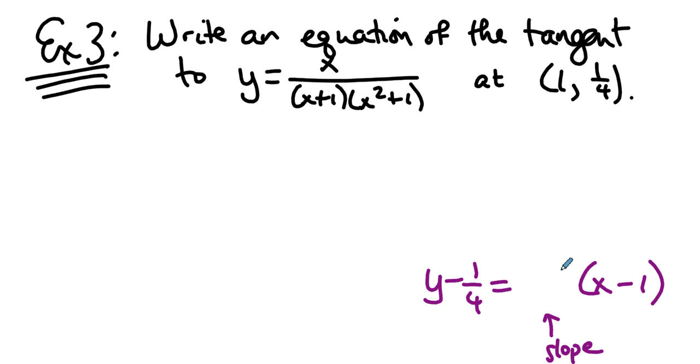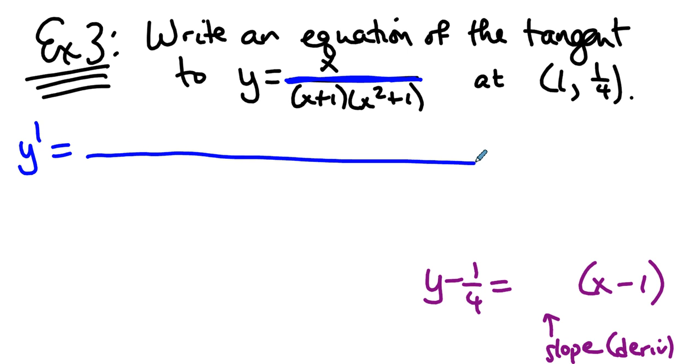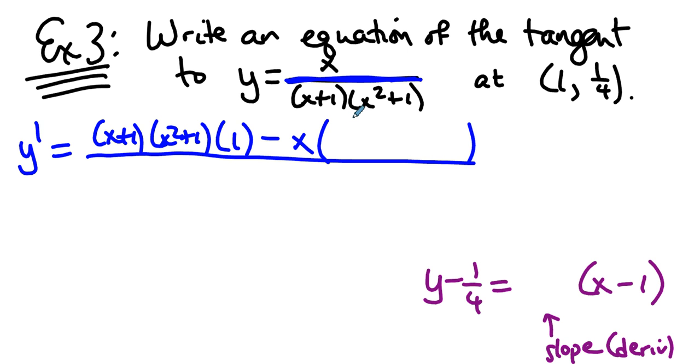So this is where the slope would go, but the slope is a derivative. We haven't found the derivative yet. So let's go find the derivative. This is a quotient. So we're going to use the quotient rule to find the derivative. It's the bottom times the derivative of the top minus the top times the derivative of the bottom, all over the bottom squared.